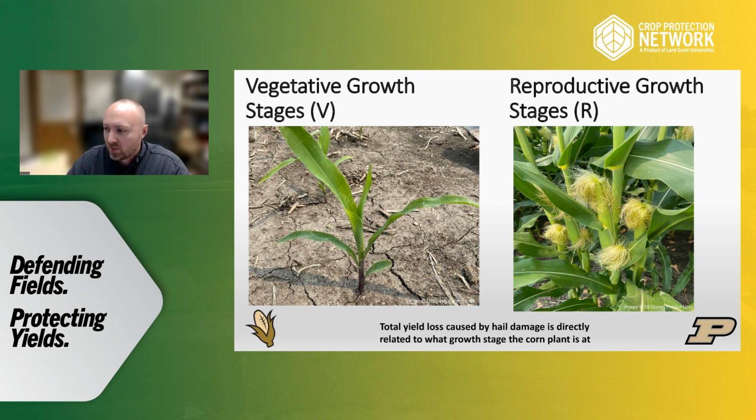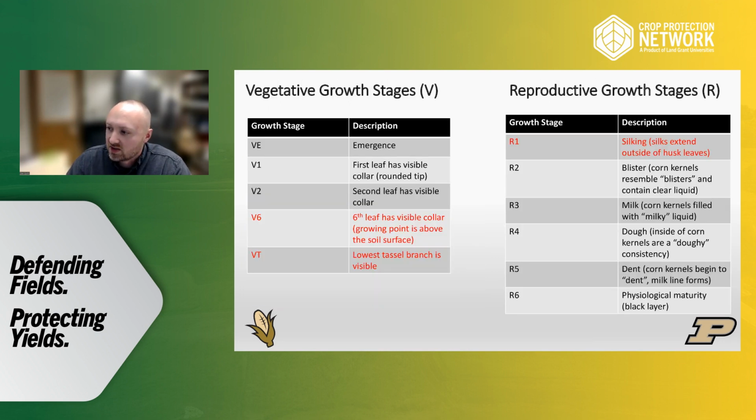So we're going to split up this talk in terms of impacts of hail during the vegetative stages, but also impacts of hail during the reproductive stages of corn. And another important point is that total yield loss caused by hail damage, really focusing on the leaf defoliation impacts, is directly related to what growth stage that corn plant is at. So that's why it's so key to understand what growth stage they are at and how to identify those in the field, so you can properly assess the total damage, what that potential yield loss is going to be from the hail damage.